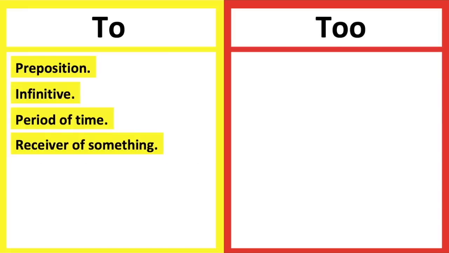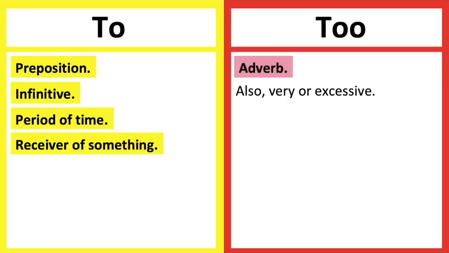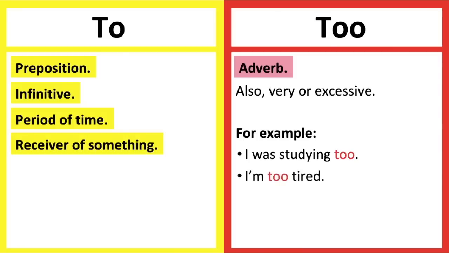Too. Too is an adverb and it means also, very or excessive. For example, if my friend was studying and I was also studying, then I can say, I was studying too. So, I was also studying. I'm too tired. This means I'm very tired. You've added too much flour. This means you've added an excessive amount of flour.